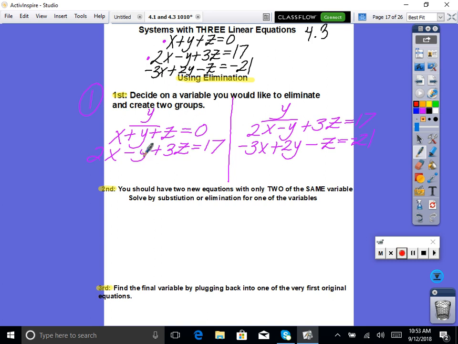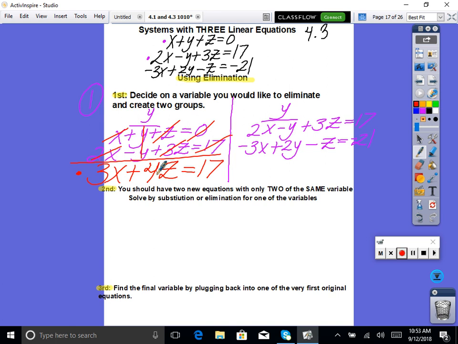Well, isn't y already opposites? So we're going to just go ahead and add straight down. We didn't have to manipulate it, which is fine. It makes it easier. So add straight down. X plus 2x is 3x. Okay, good? The y's cancel out, don't they? Then z plus 3z is 4z, equal to 0 plus 17. 17. Now look at our new equation. It only has x and z's.